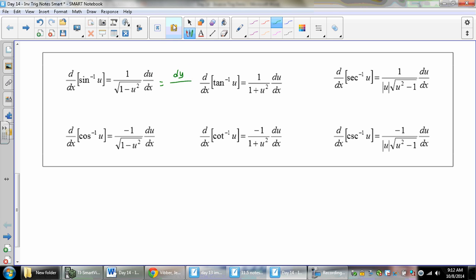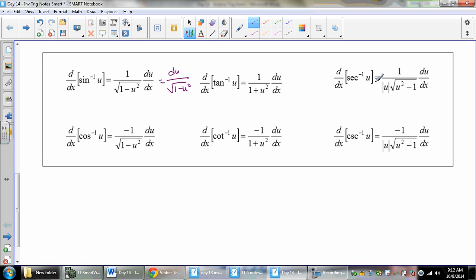Nope, not dy. Let me fix that. When I take the derivative here, I usually just write it as du over the square root of 1 minus u squared. The derivative of the end over the square root of 1 minus the end squared. The derivative of inverse tan u is du over 1 plus u squared.